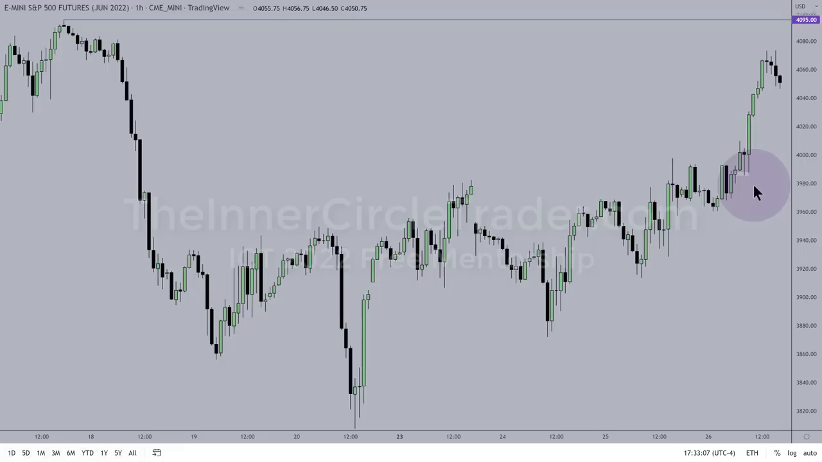Did you try to sell short? Why? The bias has been bullish. It's likely to do what? Keep digging higher. We try not to pick tops. And look what this has done.